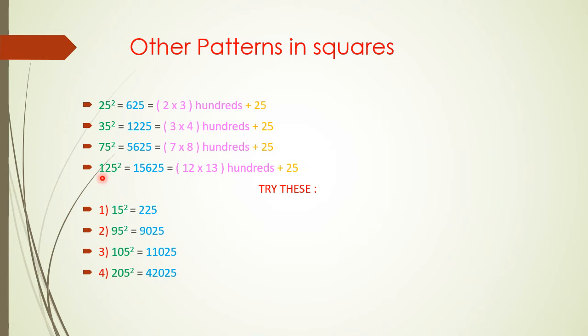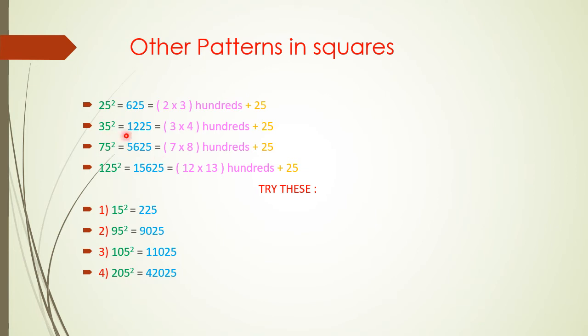And 12, after which number comes? 13. So 12 into 13, multiplying, we get 156. And then we write 25 also. So we get the answer, 15,625. So 12 and the next number, multiply 12 into 13, that much hundreds plus 25. So 12 13s are 156, hundreds coming, 15600 plus 25. Then we get this number as the answer. Okay, this is the series.